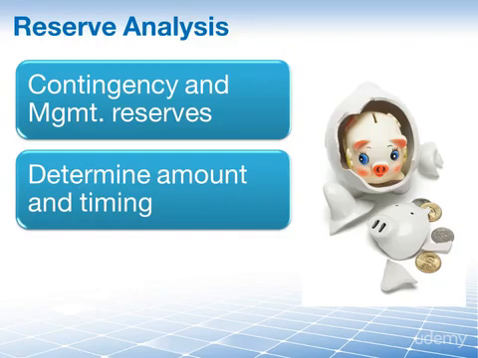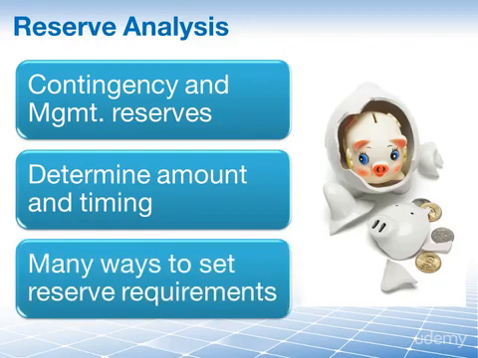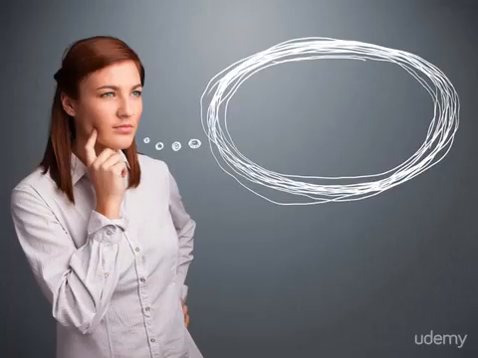There are many ways to analyze and determine reserve requirements. For example, you can conduct an analysis of contingency reserve requirements at different levels. You can do it for a specific activity, a set of activities, or project-wide. You can opt to set aside a fixed amount or a percentage of total estimated costs to serve as your contingency reserve. Let me ask you a simple question.